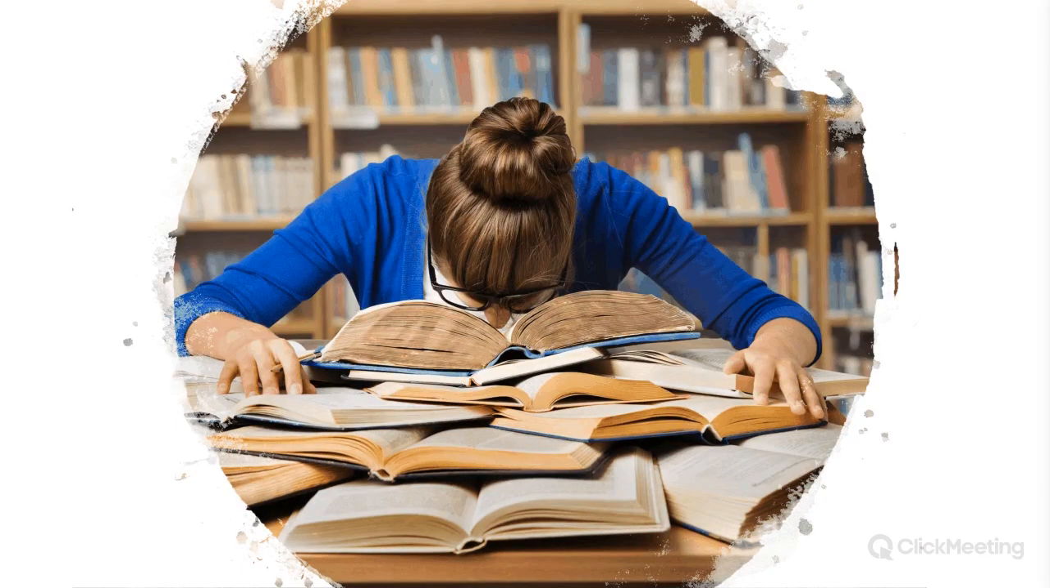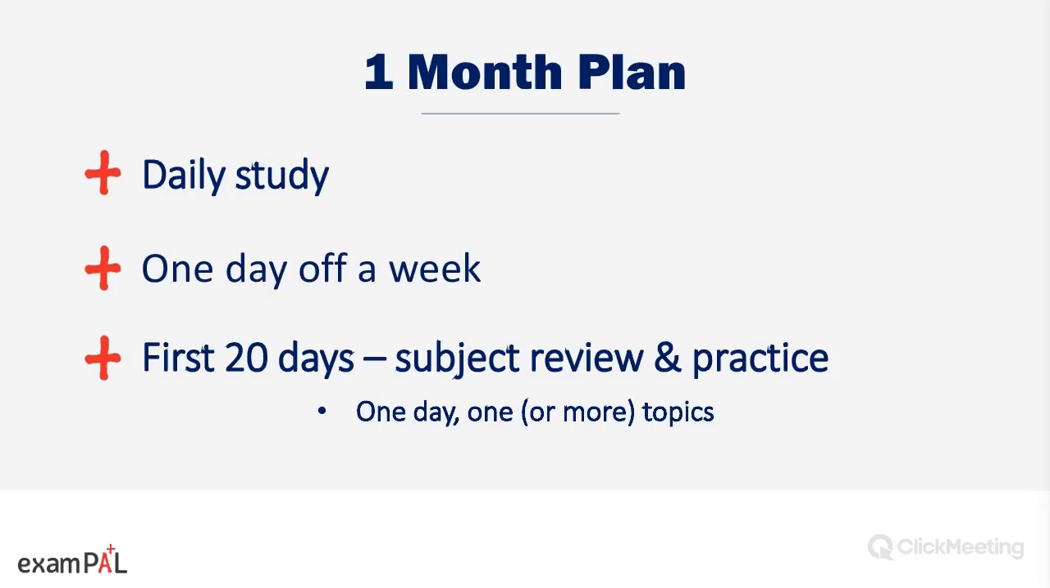Okay, so what does a 1 month plan look like? Here's the high level summary. You study every day, 6 days a week, not 7. You still want to take 1 day off a week. And what we did before in the first 47 days, we're going to do now in the first 20 days. The first 20 days are devoted to subject review and practice.